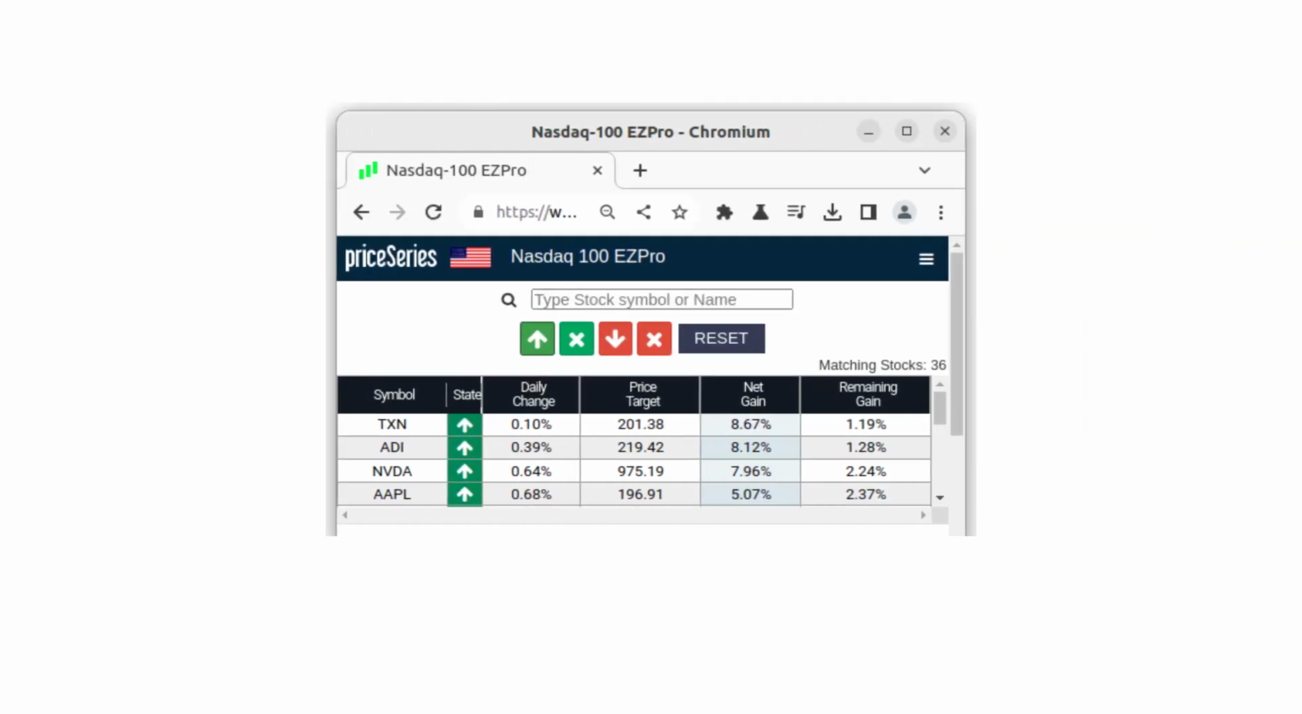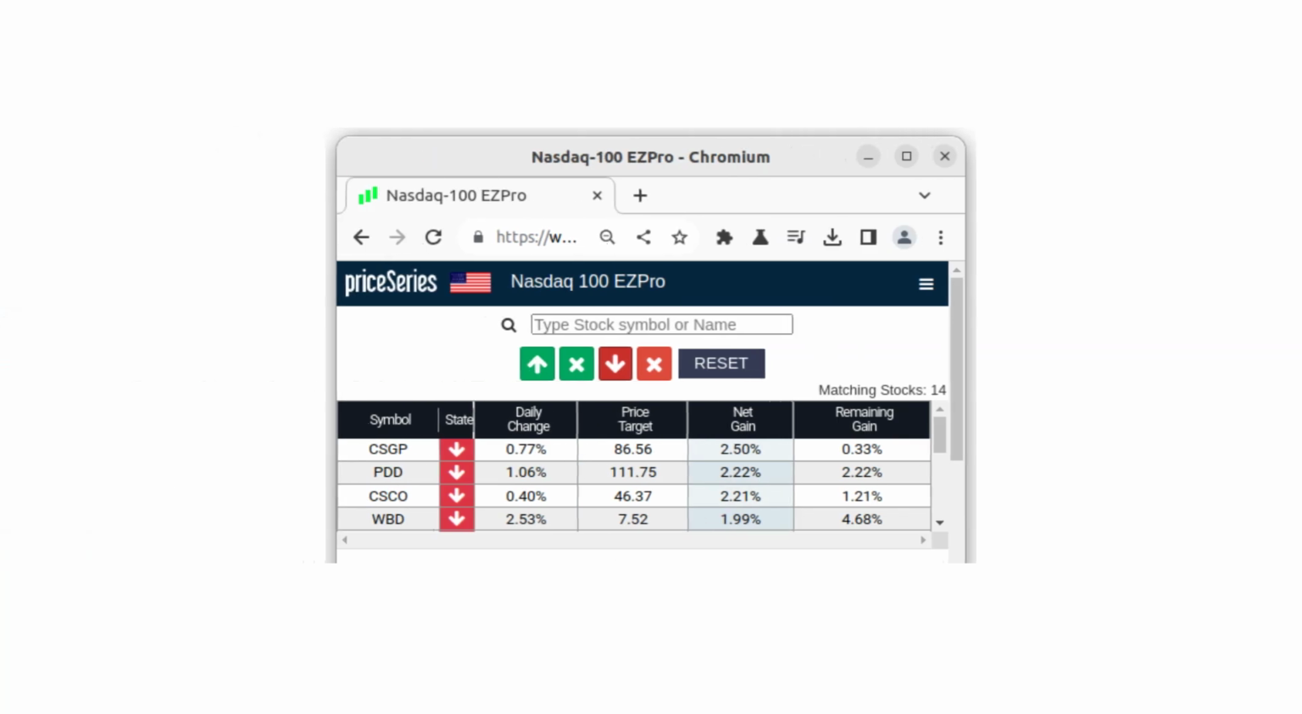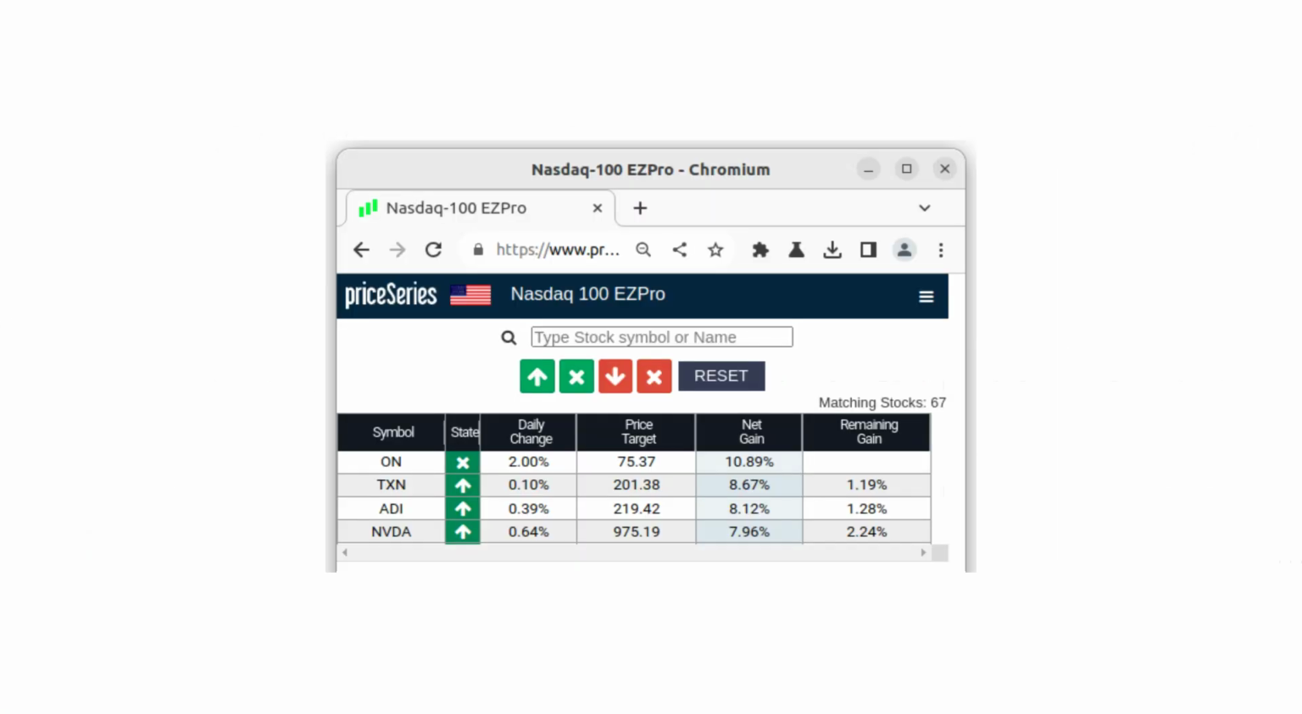To only view long trades, click on the top green up arrow. Your table will look like the one in the picture. Similarly, a click on the red down arrow lists only the active short trades. Click on Reset to reset the filter table.